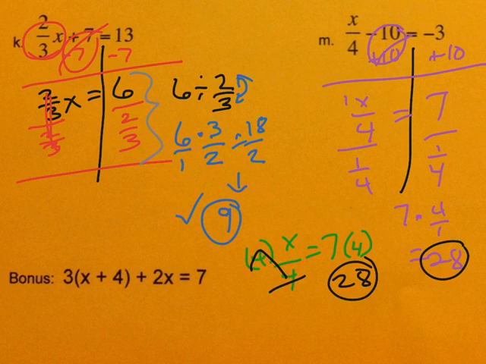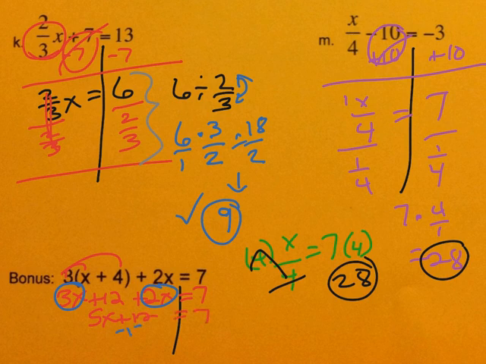Alright, this last one, it looks hard, but really, we just have to simplify first. And if you're okay with question 2, you already know how to simplify. I'm going to distribute. 3 times x is 3x, 3 times 4 is 12, plus that 2x, notice I didn't distribute anything there, and then 3x and 2x is 5x. And by the way, we do have to do the parentheses first. We could not add the x's until we multiplied. So that's going to leave you with 5x plus 12 equals 7.